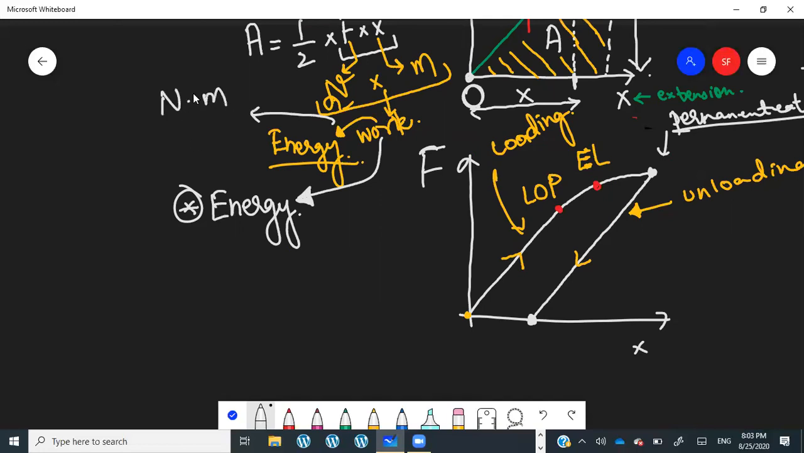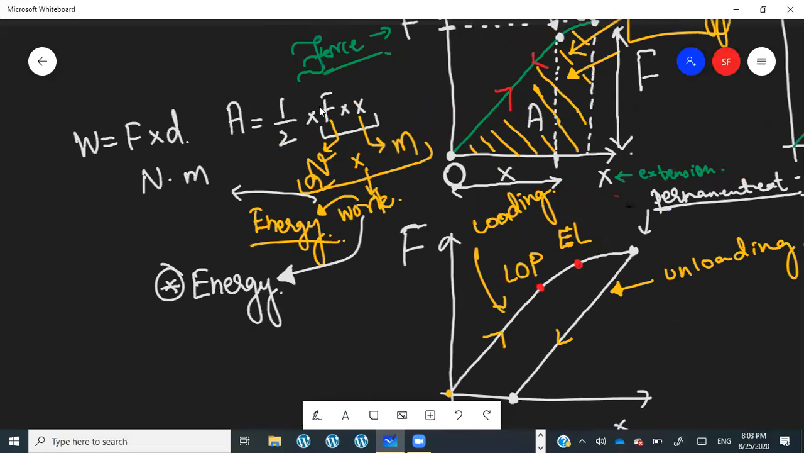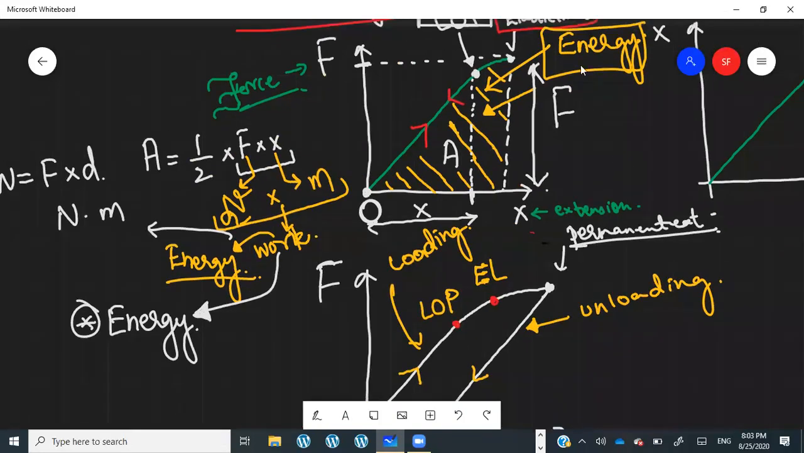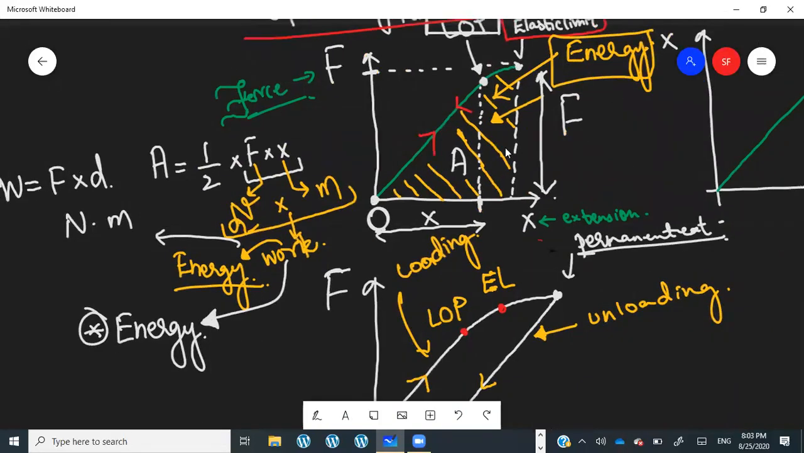Newton multiplied by meter, because the formula for work is force multiplied by displacement, right? And over here, we are also multiplying a force by a displacement. So force into displacement would give you the same units as work. Therefore, this area, since it has the same units as work, represents energy, because work is the energy. So this is actually the work which is done on the spring in extending it.